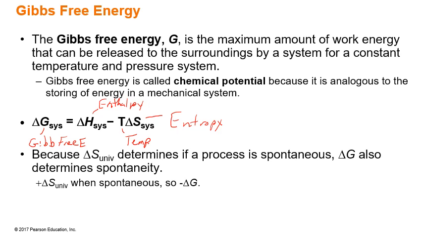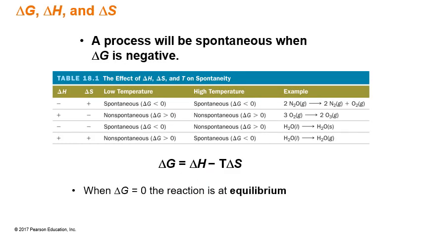And so because entropy helps us decide if something is spontaneous, Gibbs free energy also helps us to decide. But because there is a negative sign in front of the entropy term, that means that the Gibbs free energy has the opposite sign when it is spontaneous. So the entropy change is positive when it's spontaneous, but delta G is negative for a spontaneous reaction. So we know that a process is spontaneous when delta G is negative.